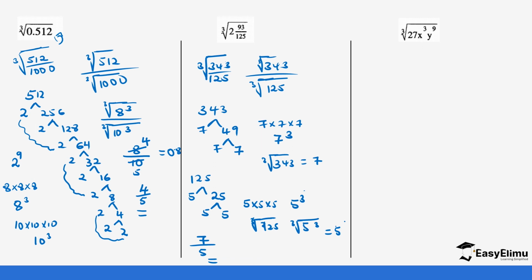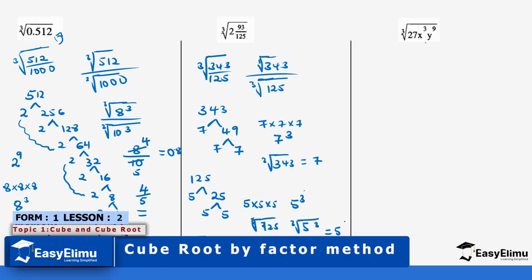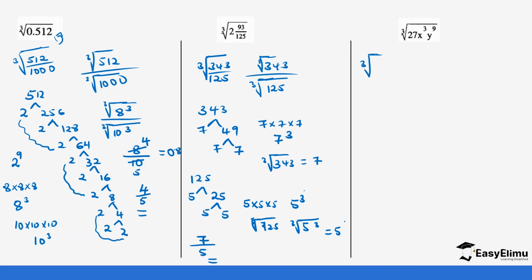And the final question is this question. So we are going to separate this number into the cubes, values inside the cube root. So this is the same as the cube root. We have done 27 before. So we said 27 divided by 3, you get 9, which divided by 3, you get 3. So this is 3 cube times x cube.